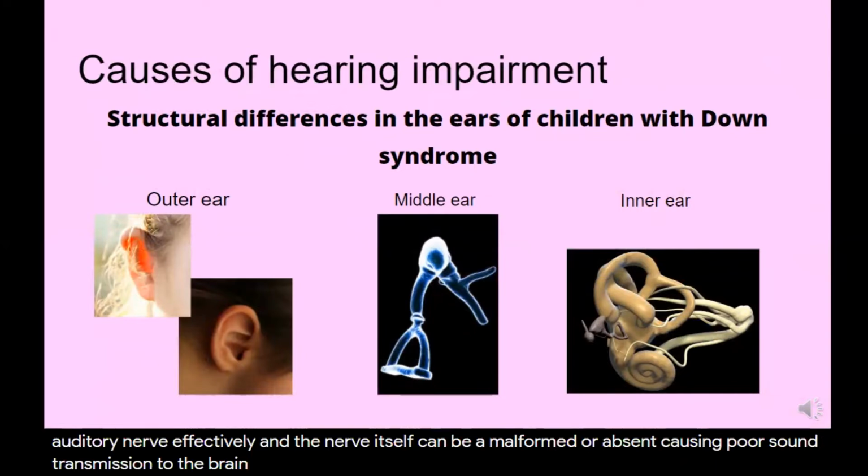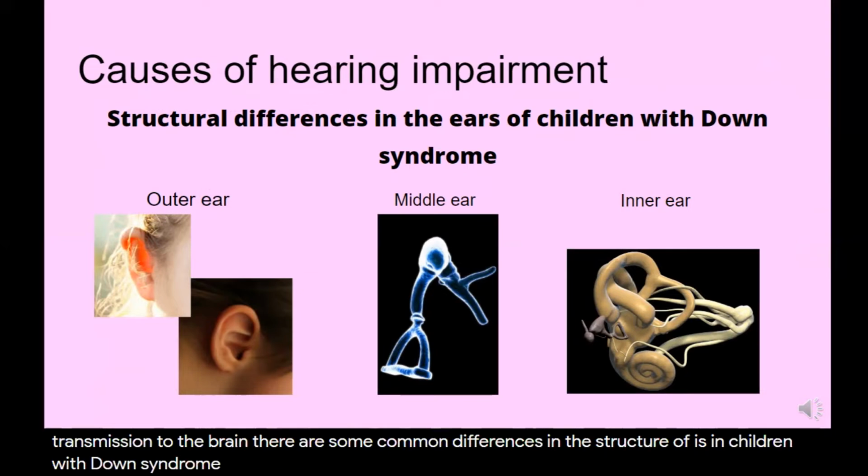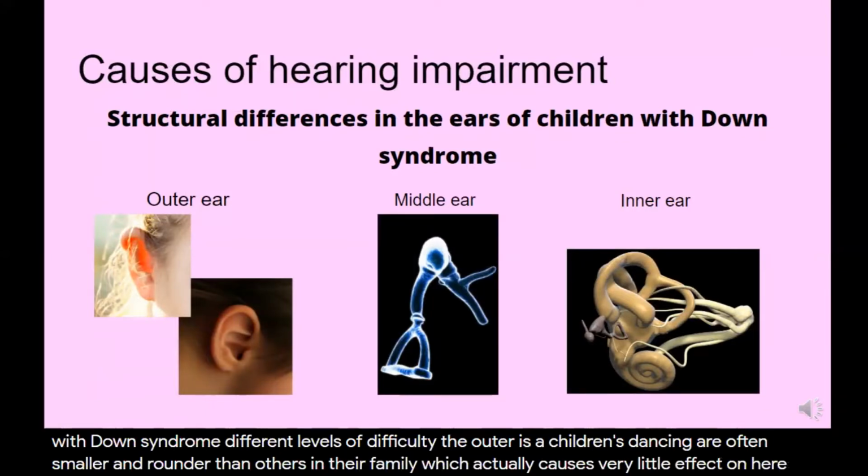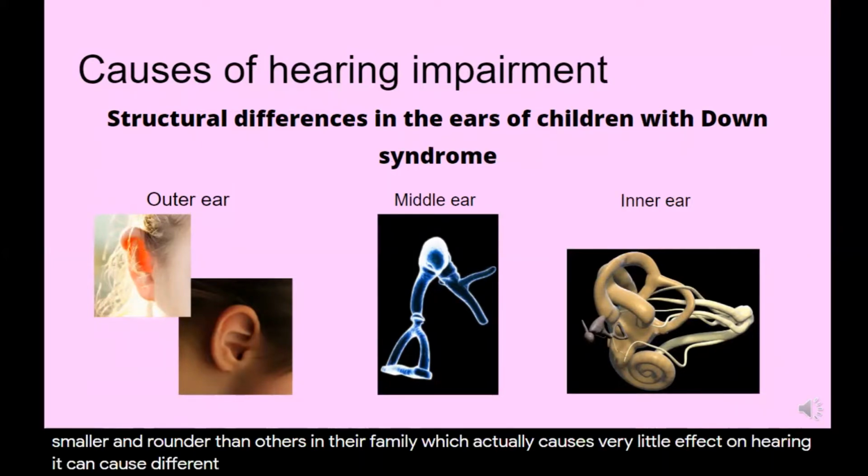There are some common differences in the structure of ears in children with Down syndrome, and they cause different levels of difficulty. The outer ears of children with Down syndrome are often smaller and rounder than others in their family, which actually causes very little effect on hearing. It can sometimes cause different difficulties with fitting hearing aids.